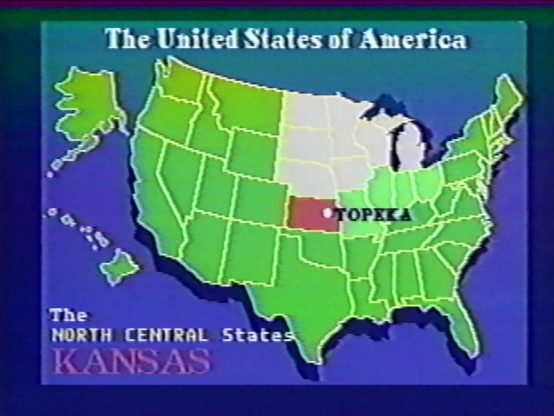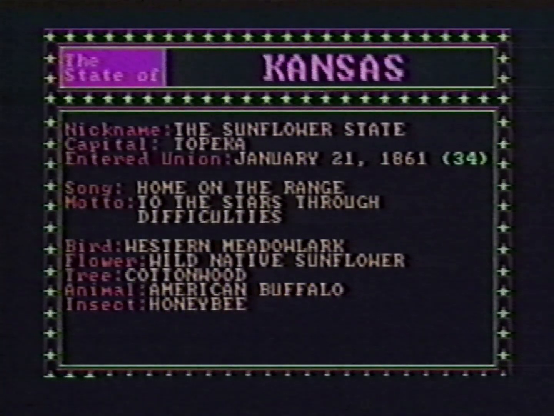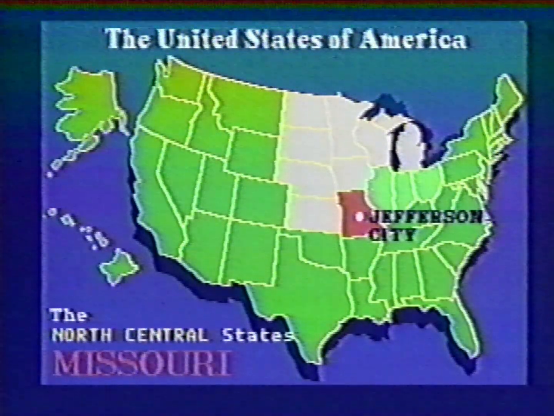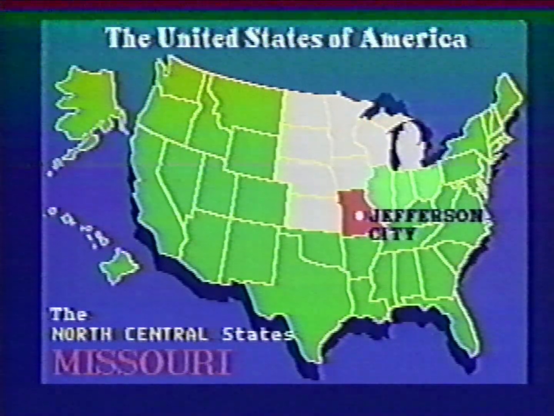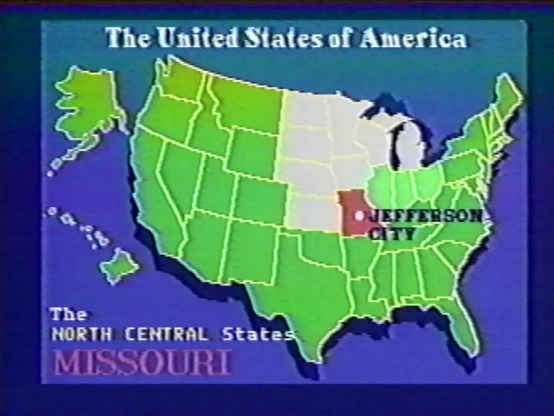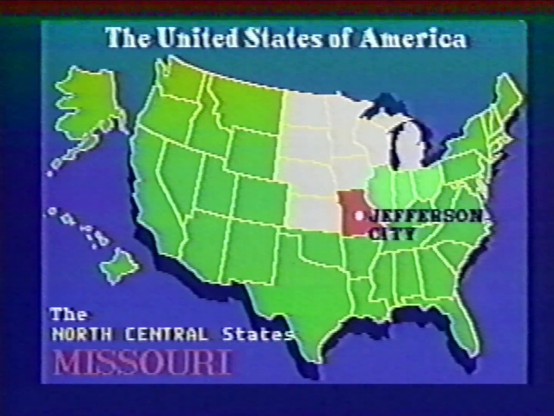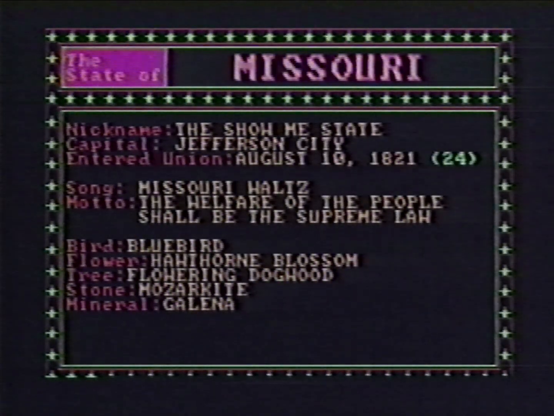The capital of Kansas is Topeka. Kansas was named for the Kaw Indians, the people of the South Wind. The capital of Missouri is Jefferson City. Missouri was named for the Illinois Indian word Missouri, meaning owners of big canoes.